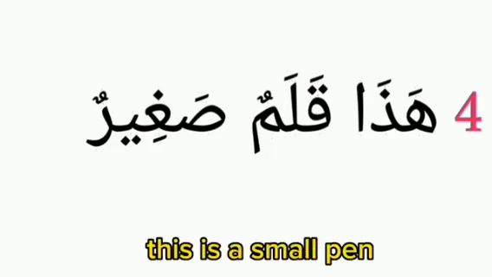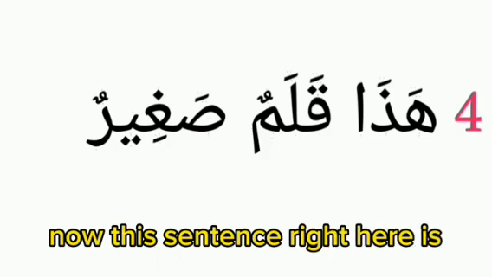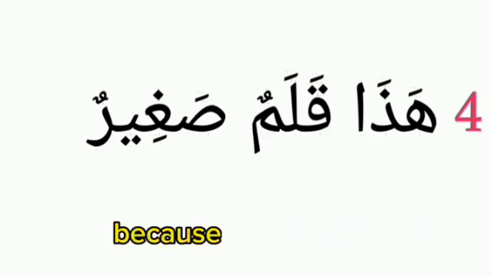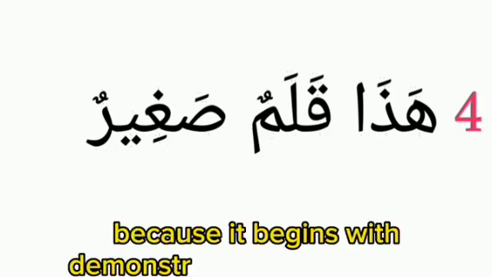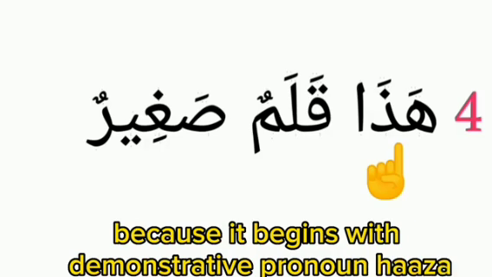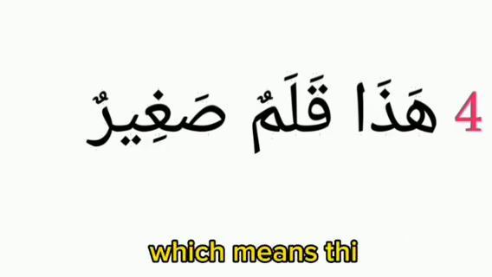Another example that we have is هذا قلم صغير. This is a small pen. Now this sentence right here is a nominal sentence because it begins with a demonstrative pronoun هذا, which means this.